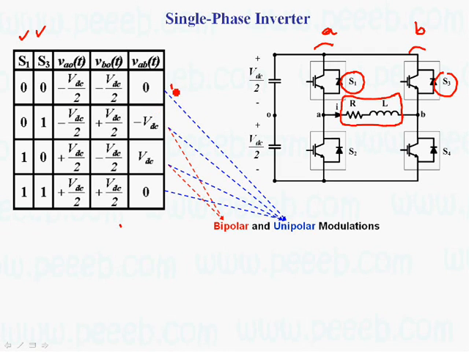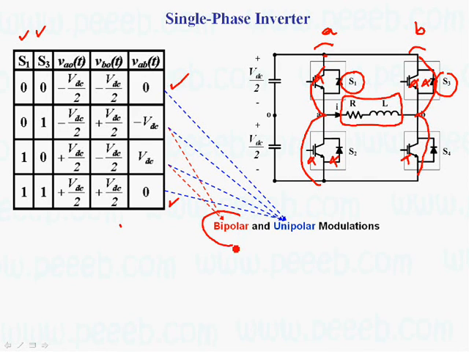That means for this case and this case we get zero voltage across the load, when these two switches are on or these two switches are on. We get minus VDC when this point is connected here and this point is connected here when these switches are on. We get plus VDC when this terminal is connected here and this terminal is connected here. That's why we define bipolar and unipolar modulation for the single phase inverter.